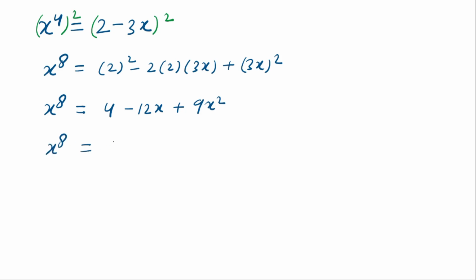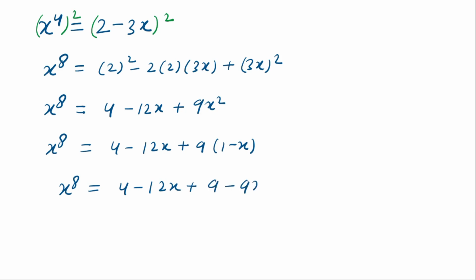x^8 equals 4 minus 12x plus 9 times x square, which is replaced by 1 minus x. Then x^8 equals 4 minus 12x plus 9 multiplied by (1 minus x), then you will get 9 minus 9x. So x^8 equals 4 plus 9 is 13, minus 12x and minus 9x is minus 21x. Here x^8 equals 13 minus 21x.